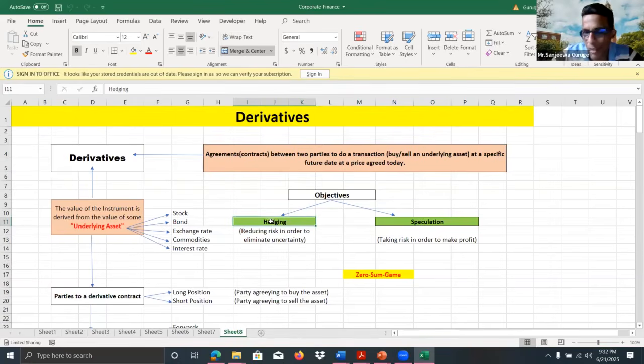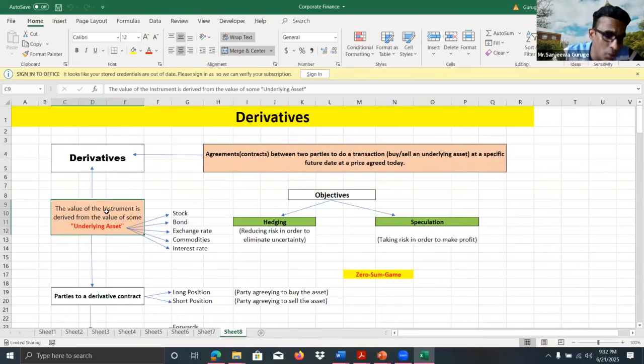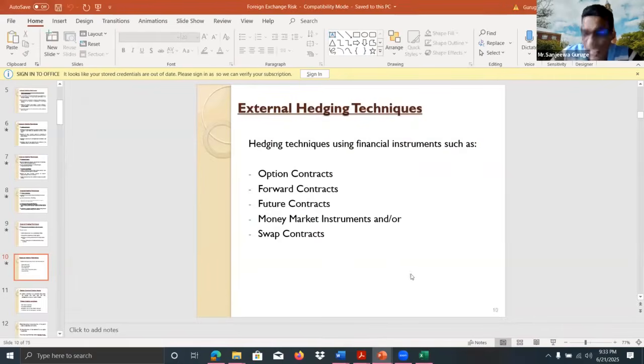Hedging means minimizing risk, mitigating risk. Even though derivatives were developed to minimize risk, many parties use derivatives to take risk, which is known as speculation. For any derivative instrument there is an underlying asset, and when we use these instruments for risk management, the underlying asset is foreign currency. Different types of derivative instruments can be used.